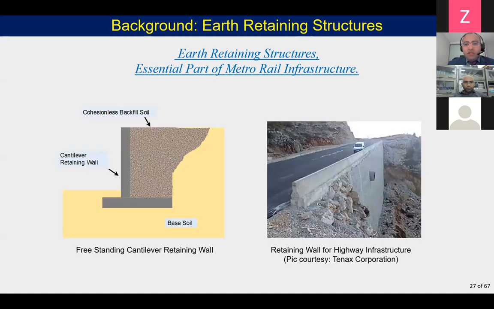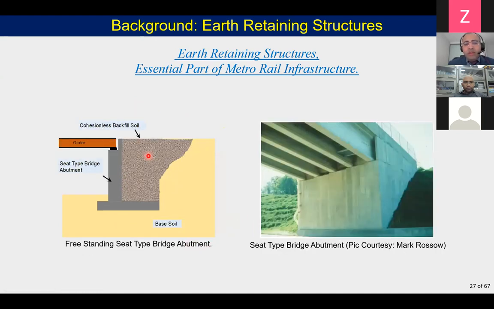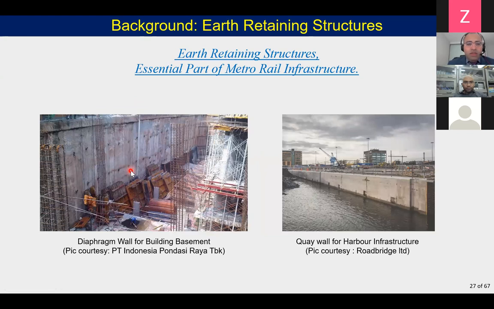So let's start the talk, for people who are not familiar with earth retaining structures. There could be a cantilever retaining wall here, retaining the soil behind it, and there it can be a house, or a highway like this. So this is the retaining wall supporting this highway, and this could be a bridge abutment. The abutment supports the approach, and then you drive on the approach to reach the bridge and cross the valley, river, or maybe a city highway road. This is again the diaphragm wall in a building basement, retaining the earth surrounding it.